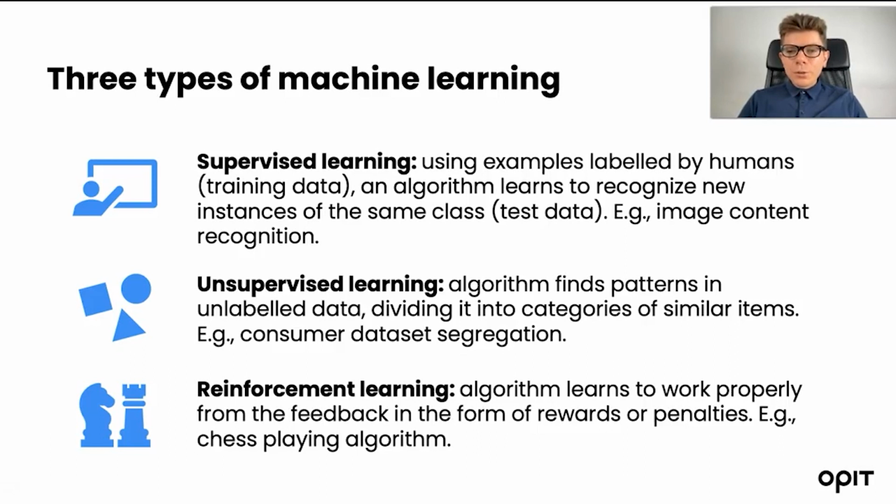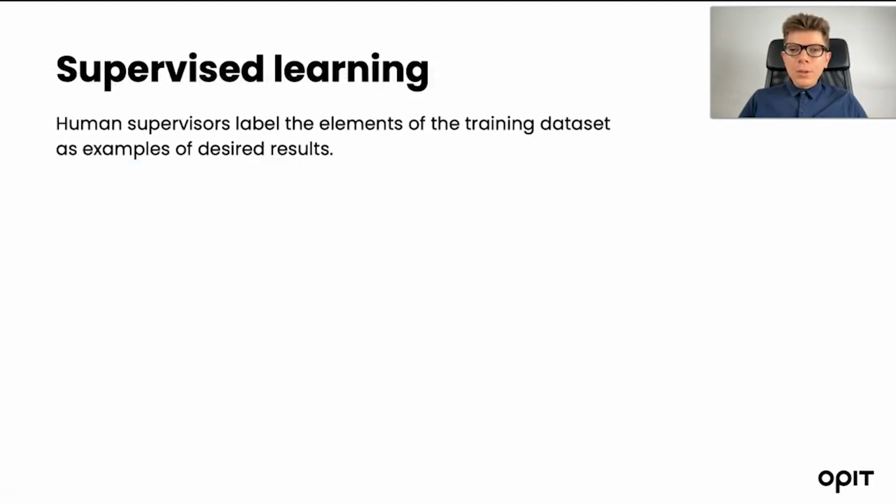But let's take a closer look at those three types of machine learning and start with supervised learning. In supervised learning, human supervisors label the elements of the training dataset as examples of desired results. So let's say that we have some training data and human labelers that will describe each item, each element of the training data. And here an example could be a dataset of different shapes. So we have circles, we have triangles, and we have rectangles. And each element is labeled as such.